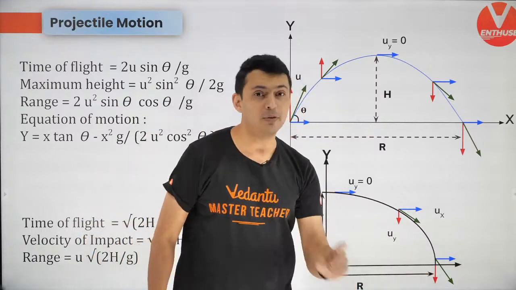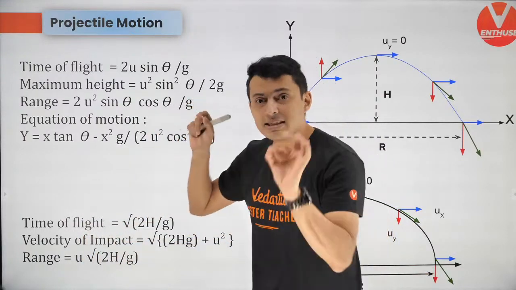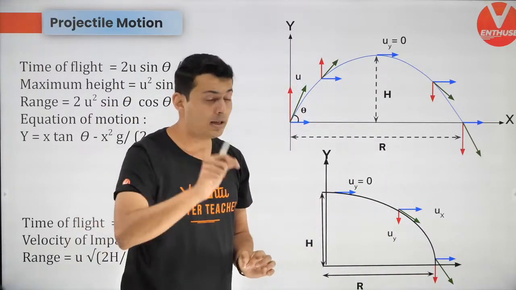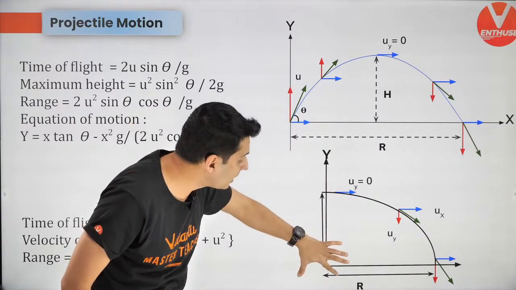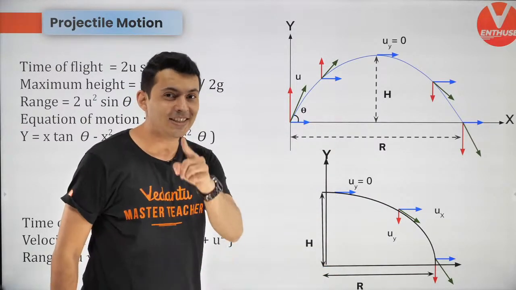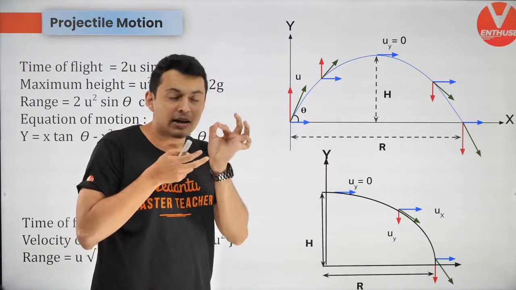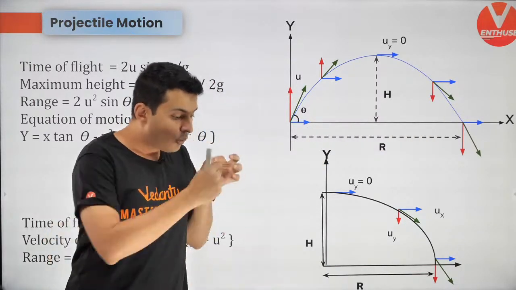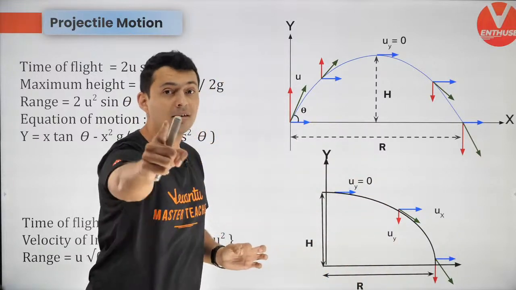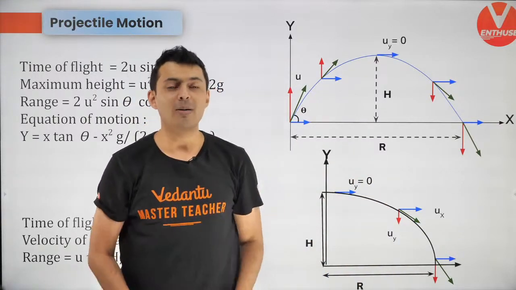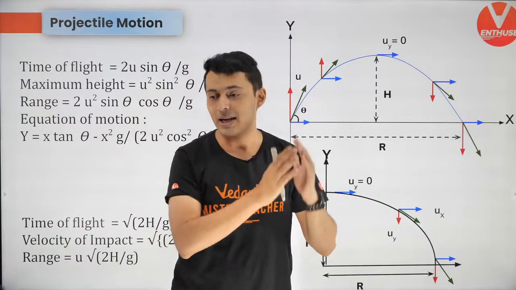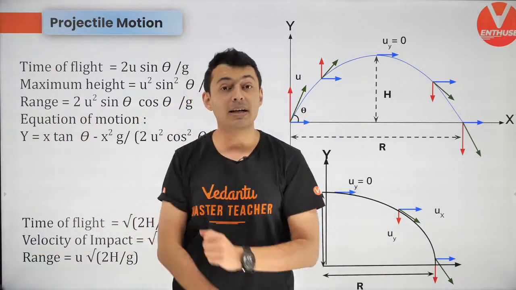This time of flight formula, root 2h by g, is the same as the time of flight formula for a stone which is dropped. And this kind of question is also there in H.C. Verma. There is a person who fires a bullet and another person who drops a bullet. Which bullet will fall on the ground faster? The answer is both will come to the ground at the same time. Correct.